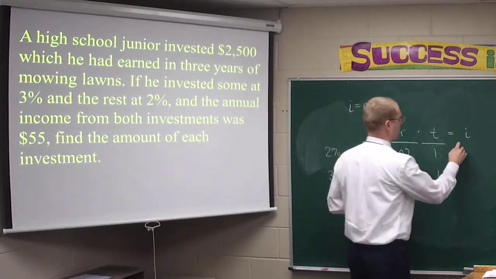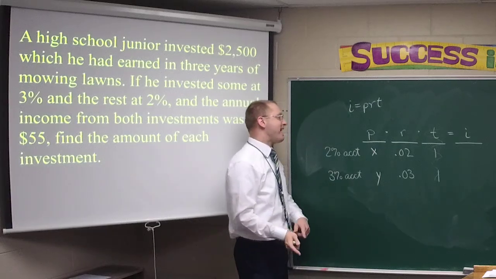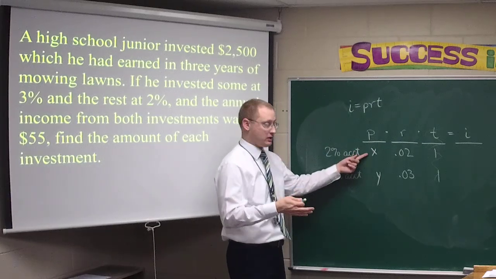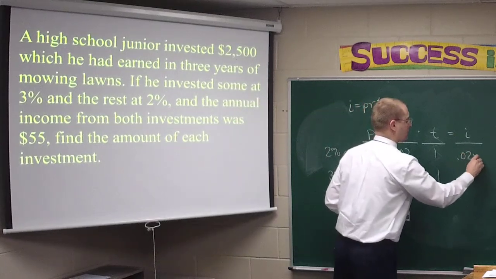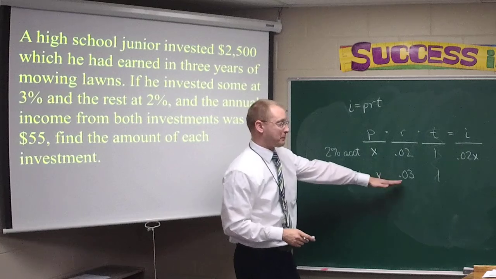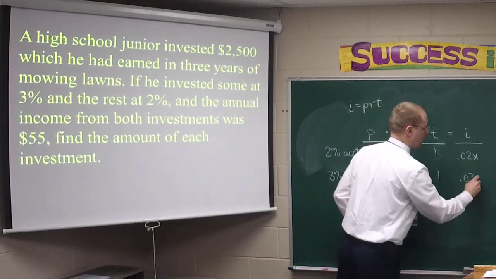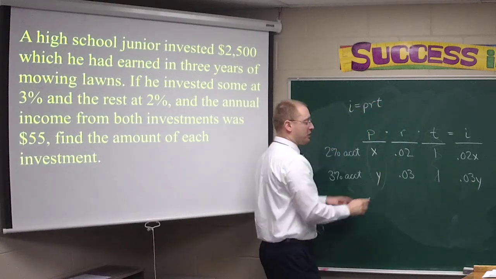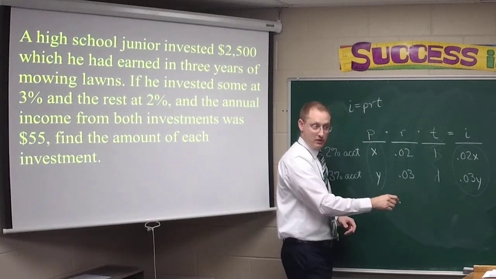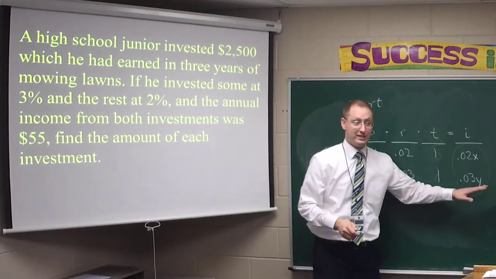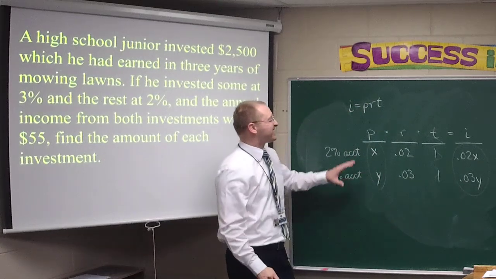So, if principal times rate times time equals interest, how much interest does he make off of the X dollars, however much it is, that he puts in the 2% CD, presumably? 0.02x. And if he invests Y dollars at 3% interest for a year, how much interest does he make off of it? This is the money he invests. This is the money he makes off of his investment. This is the money the government will tax him on, because they've already taxed him on it. Anyway, all right, so X and Y.